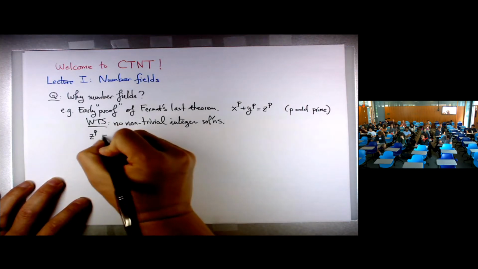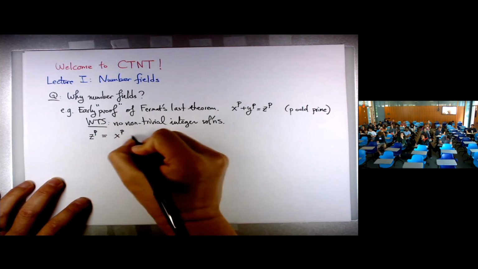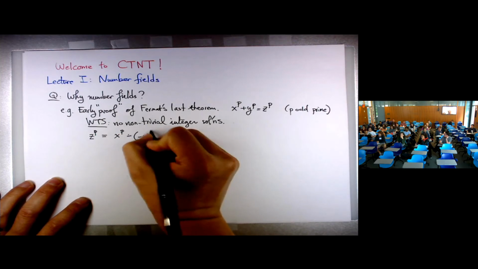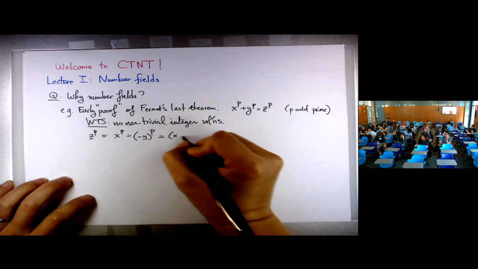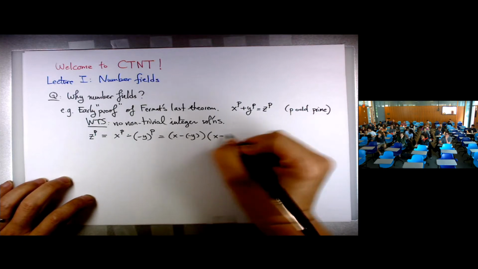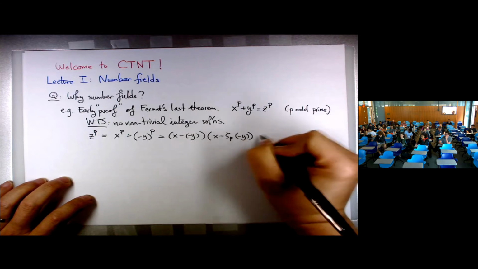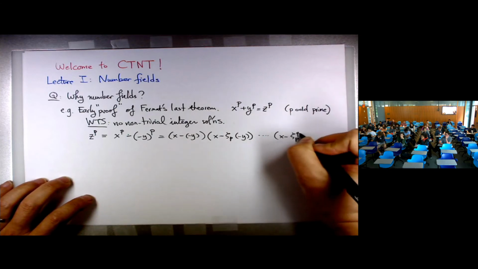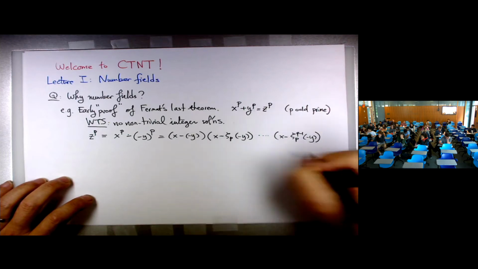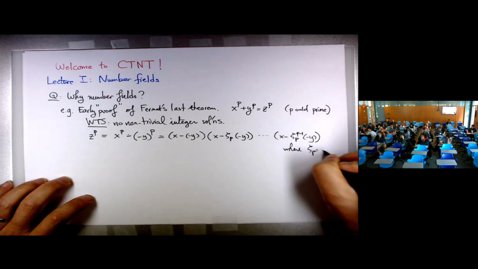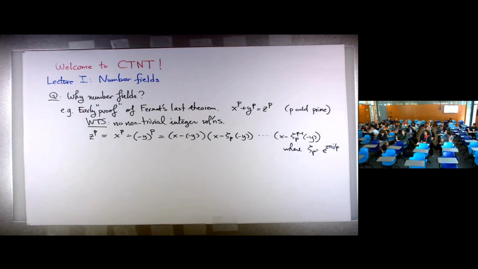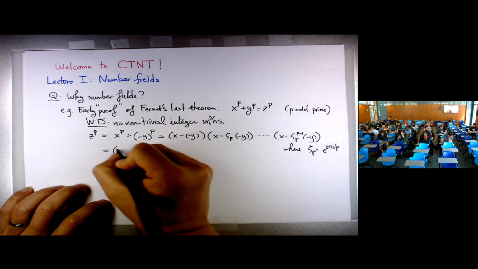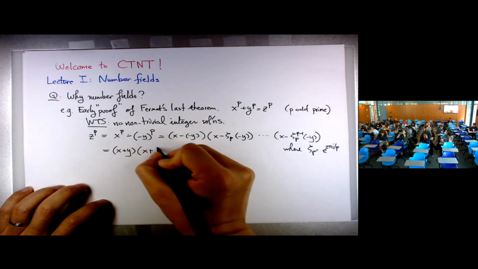You have z to the p. Because p is an odd number, you can write x to the p plus y to the p as x to the p minus negative y to the p. And then, just like you factor x squared minus y squared, you can write it as x minus negative y times x minus zeta_p times negative y, and so on, up to x minus zeta_p to the p minus 1 times negative y, where zeta_p is e to the 2 pi i over p. Just like x squared minus y squared factors as x plus y times x minus y, you have this factorization. Traditionally, people like to write it this way.